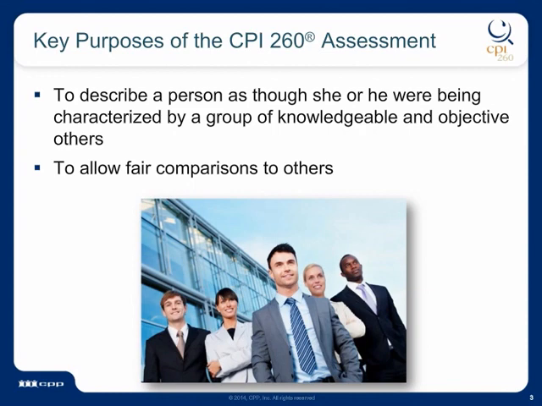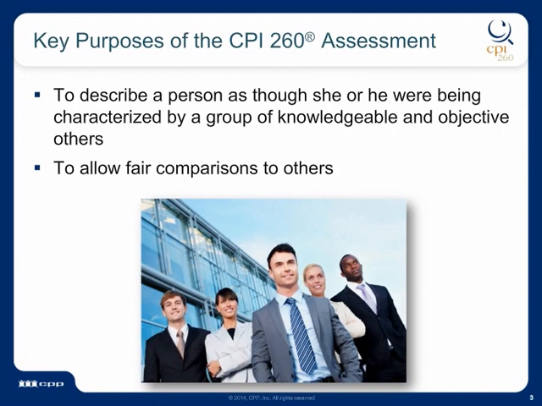As you know, the CPI 260 is a 260-item empirically derived personality instrument. Its main purpose is to describe you as if you were being described by a group of knowledgeable and objective others. The descriptions it offers are about ways of dealing with others, that is, interpersonal style and ways of relating to people. In addition, CPI 260 descriptions are also about personal values, such as orientation toward rules and structure, as well as achievement drive and notions such as personal flexibility, creativity, and sensitivity.